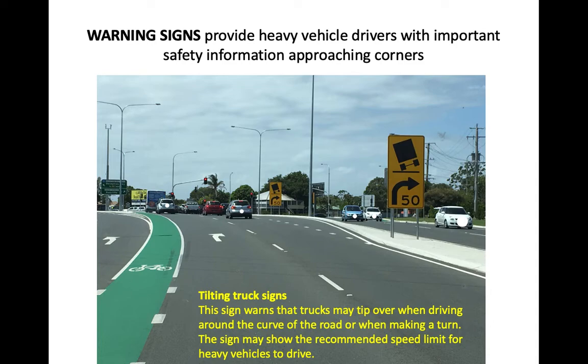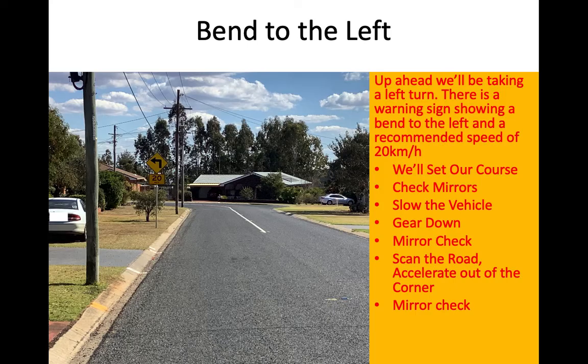This one is at Rothwell on the way to Redcliffe, Transport Department. Warning signs provide heavy vehicle drivers with important safety information approaching corners. So we're looking specifically here at the yellow and black sign with the 50 recommended speed on it. Tilting truck signs. This sign warns that trucks may tip over when driving around the curve of the road or when making a turn. The sign may show the recommended speed limit for the heavy vehicles to drive. That's from the Transport Main Roads website as well.